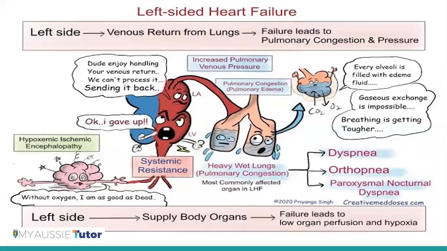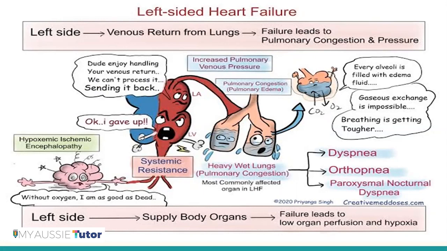So all of this causes pulmonary hypertension, congestion, and pulmonary edema because of increased pulmonary venous pressure, because the left atrium is unable to handle the venous return and cannot process it, and sends it back to the lungs. When it goes back to the lungs, it causes pulmonary congestion, an increase in CO2 and a decrease in O2 in the alveoli, which fill with edematous fluid, causing dyspnea, orthopnea, and paroxysmal nocturnal dyspnea in the patients.